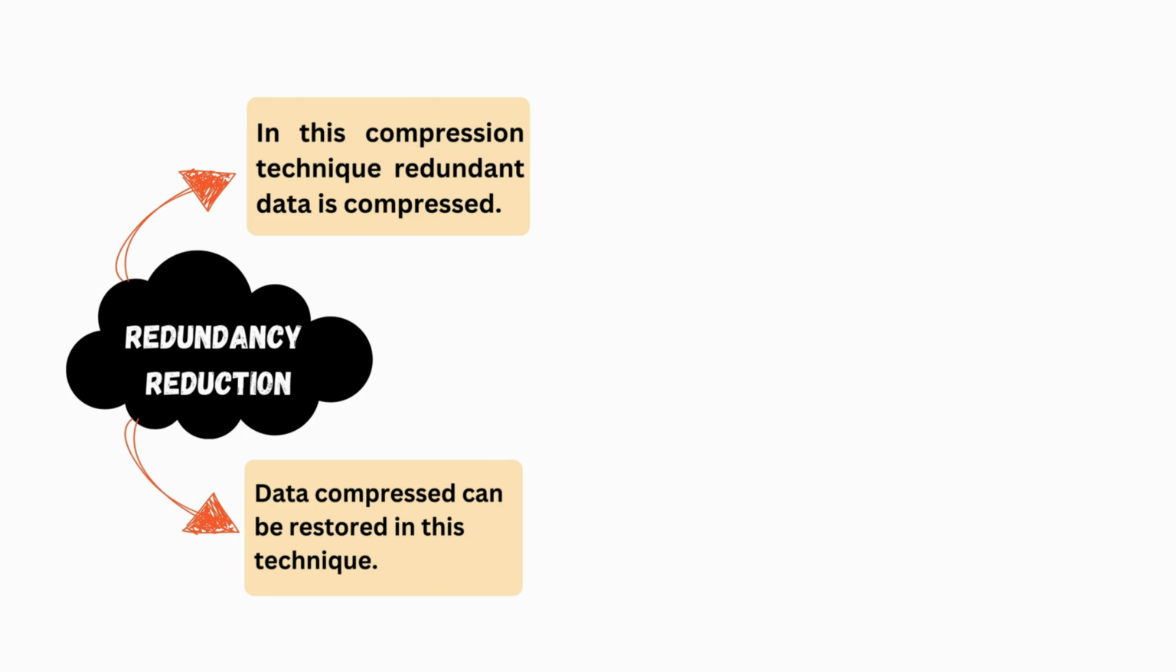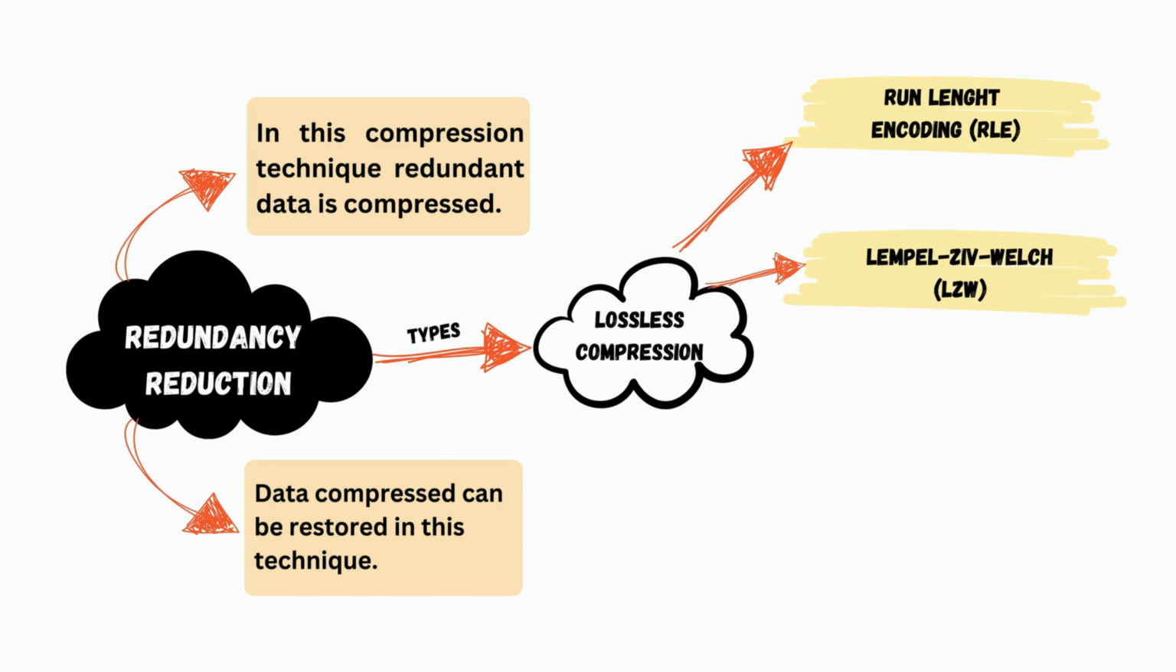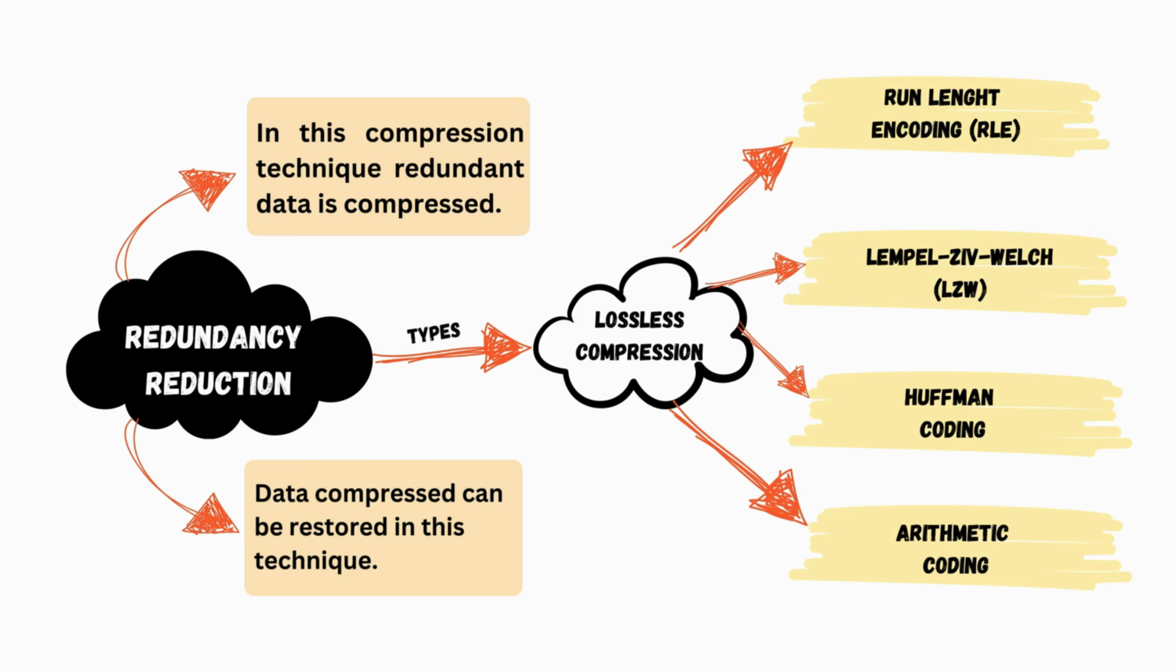Now, this redundancy reduction is achieved by different types of methods. Its common method is lossless compression. And in this lossless compression technique, there are 4 major algorithms or methods which are used. The common ones are run length encoding, the LZW method, the Huffman coding, and the arithmetic coding.